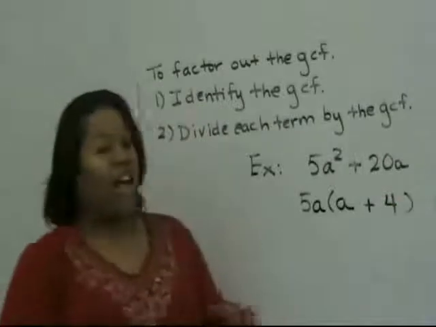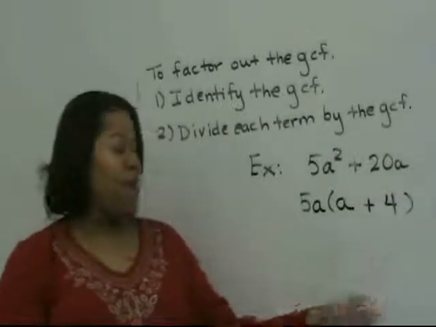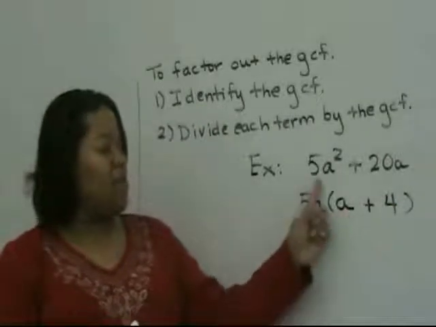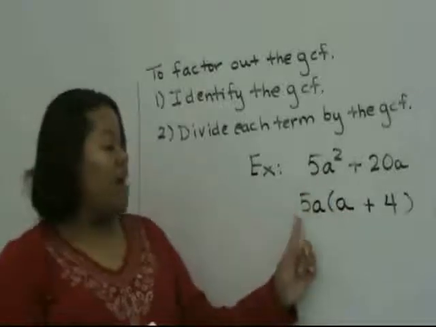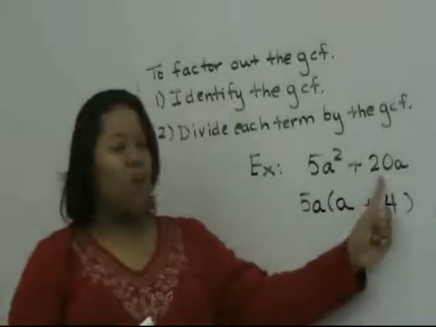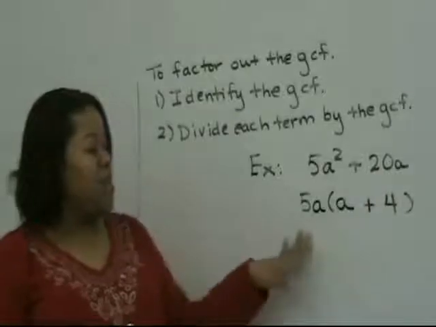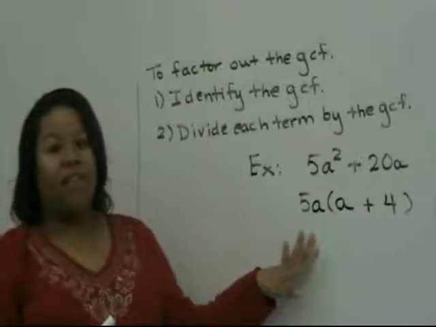And we can check our answer by using the distributive property. 5a times a would give us 5a squared. 5a times positive 4 will give us positive 20a. So here we have factored out the greatest common factor.